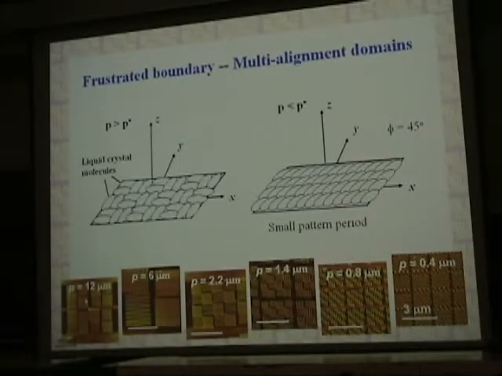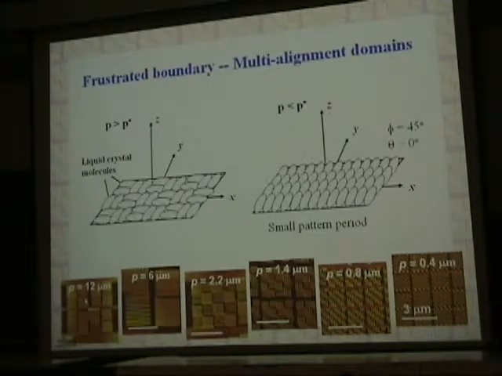But this is not the end of the story, because now the liquid crystal is at 45 degrees, which is misaligned with the local groove direction everywhere. And that increases the surface energy between the liquid crystal and the surface. And if that surface energy is large enough, the liquid crystal would rather tilt out of the plane in order to reduce that energy.